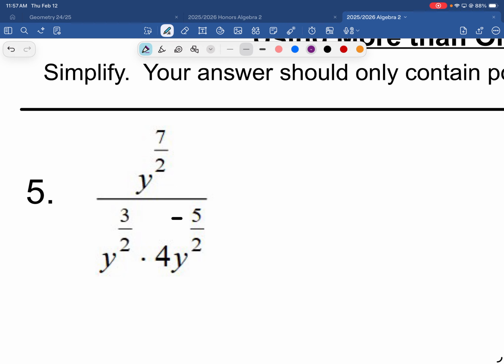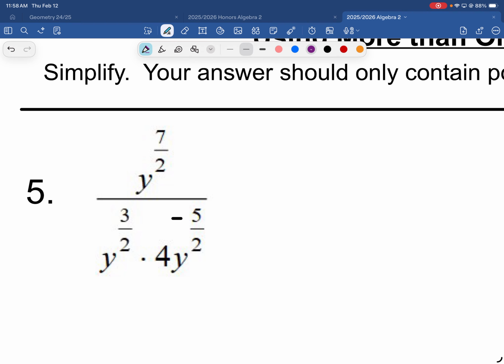Well, when you have two things going on, first and foremost, my suggestion to you is take 2 seconds to figure out what the heck is going on. Just don't write and start. Talk yourself through what's going on with this. I've got y that's risen to the 7/2 power that's being divided by y to the 3/2 times 4y to the negative 5/2. So I've got one thing in my numerator. I've got two different things. I've got an operation going on in my denominator.